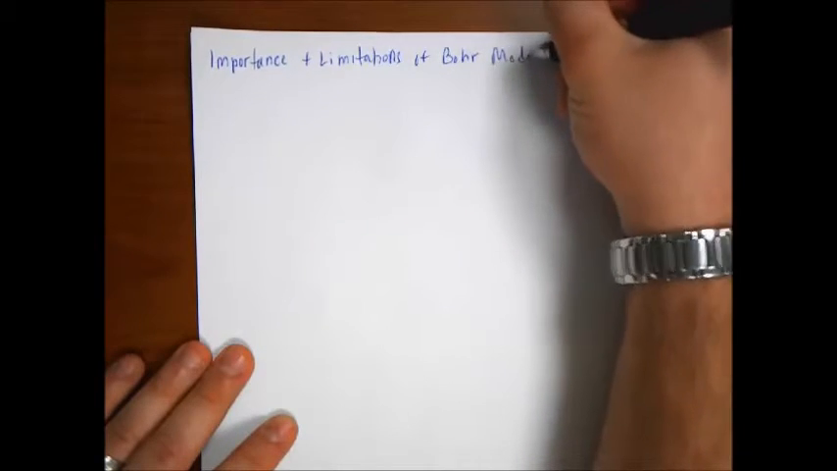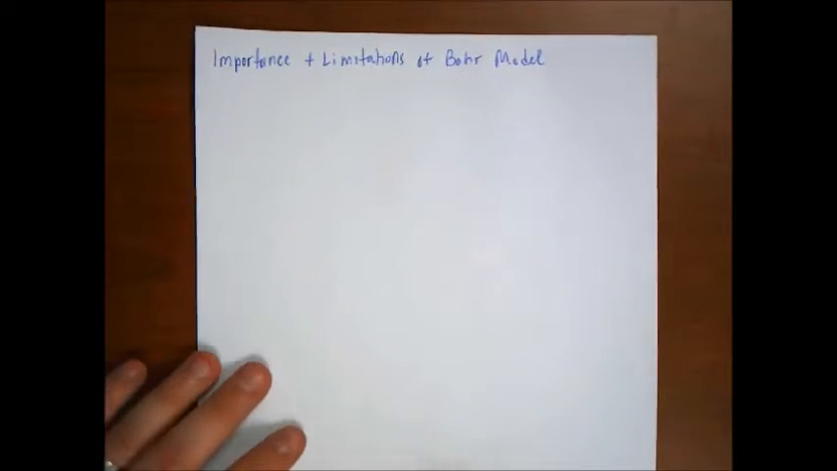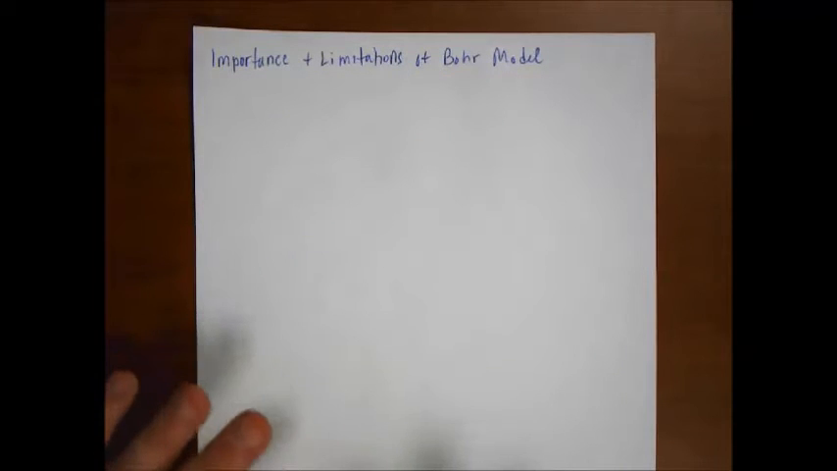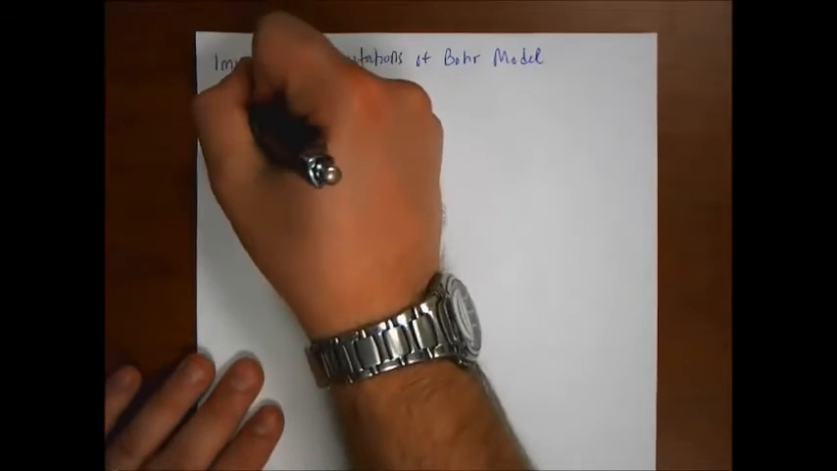This is very important to understand. Basically, this tells you what was going on at the time and what the Bohr model could do and what the Bohr model could not do. So why was it important?